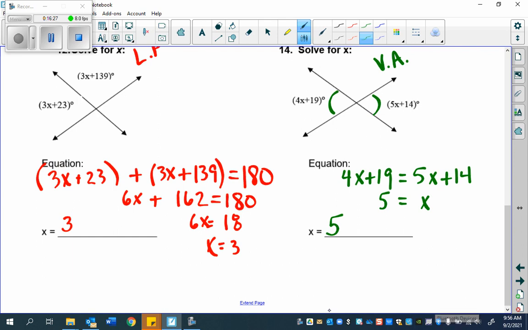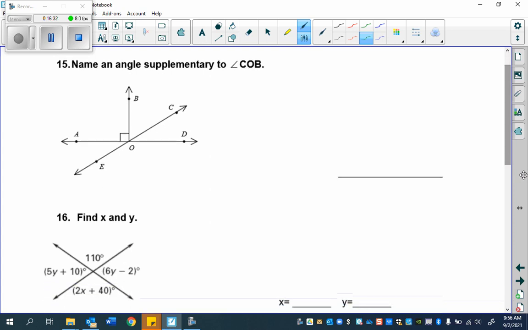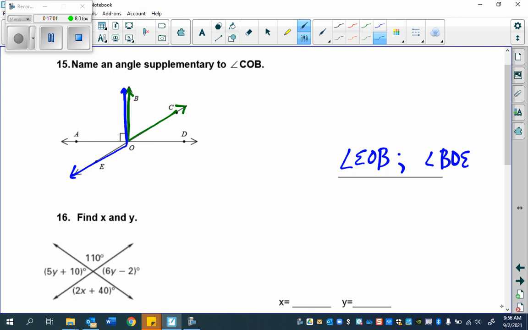All right, last page. Name an angle supplementary to COB. So COB is the angle that I want. Then the easiest thing to do here is to just check out its linear pair, which is going to be here, angle EOB. Maybe instead you wrote it as angle BOE. Either of those were fine.